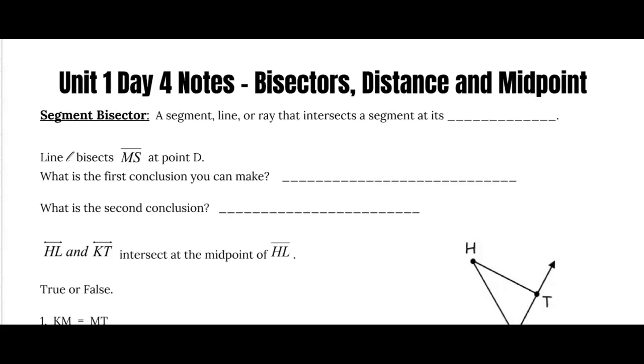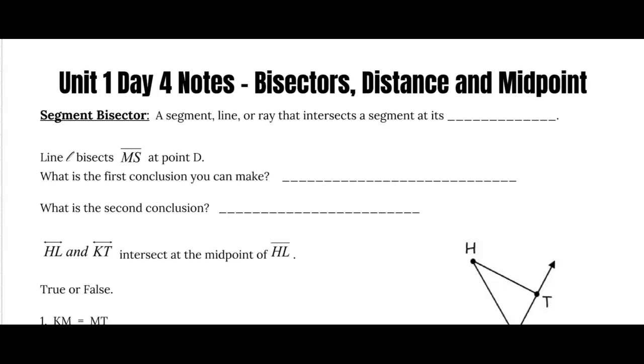Guys, so in this video, we're going to talk about bisectors, distance, and midpoint. In the last lesson, we talked about the segment addition postulate and what all that meant. We also started talking about midpoints, the midpoint being the center of a line and cutting it in half. So in this section, we're going to start talking about what it means to be a segment bisector and all of the things that come with it.